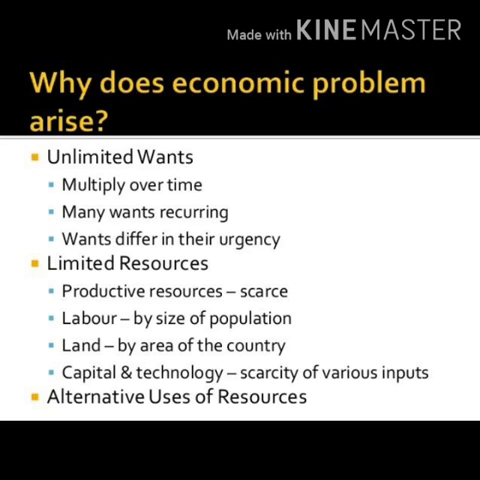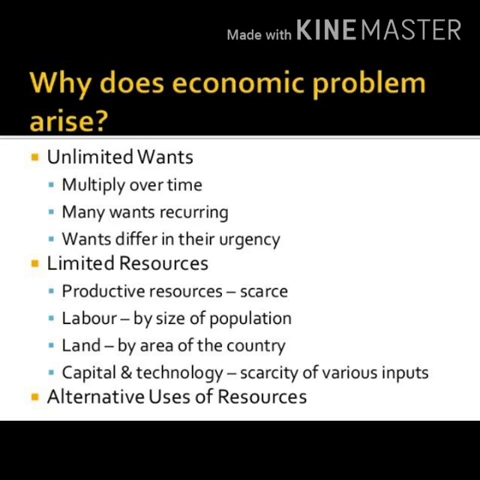Human wants are unlimited, and human wants are multiple and they tend to multiply over time. In fact, our wants also keep recurring. For instance, our hunger may be satisfied for some time after we have taken our meal, but we will feel hungry again after a few hours. So this means wants are recurring. However, wants differ in their intensity. Means some wants are more urgent while others are less pressing.